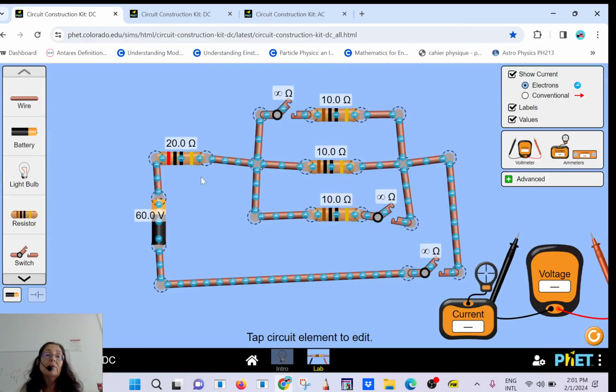I want to start with that because I keep reading this circuit and it keeps disappearing. So now it's there. Let's do that.